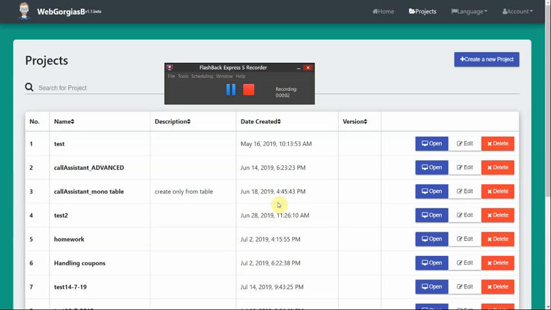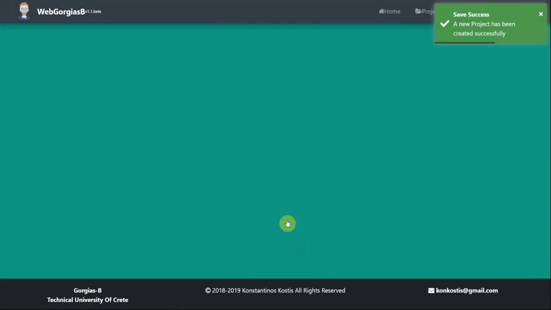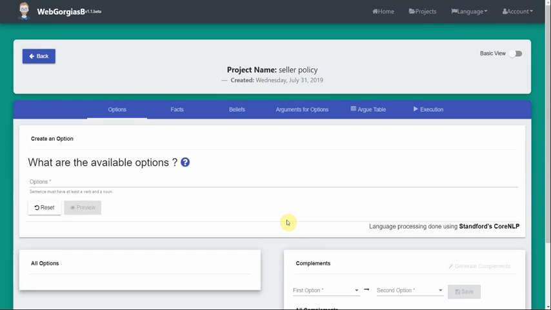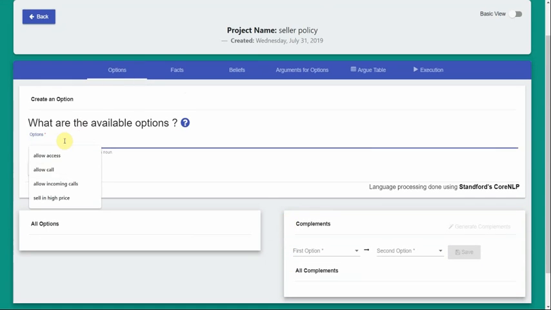Alright, welcome to this WebGorgiasB demonstration. Today I'm going to create a new project to define a seller policy. Save the project, and as soon as you save it, it opens automatically. And the first question to answer is what are the available options. So my first option is to sell in high price.